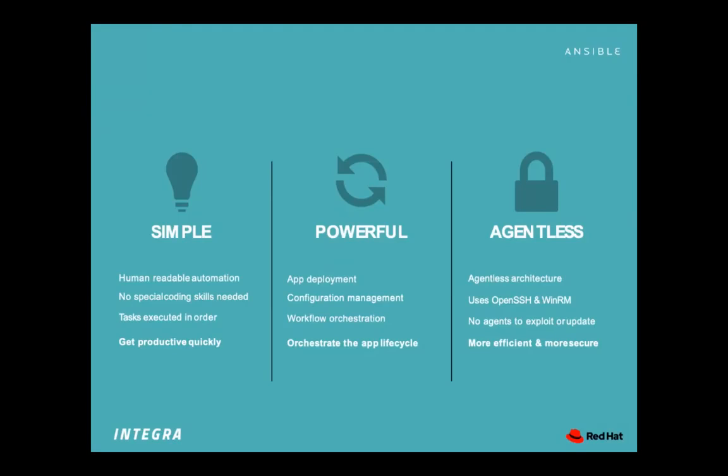Okay, the agentless feature. Ansible is a completely agentless architecture. What this means is that it uses OpenSSH or WinRM to connect to your nodes and perform the automation. So there are no agents to be installed, updated, or maintained. This makes it more efficient and secure.